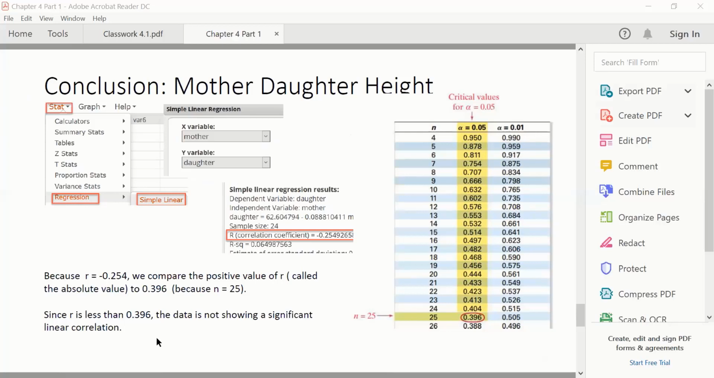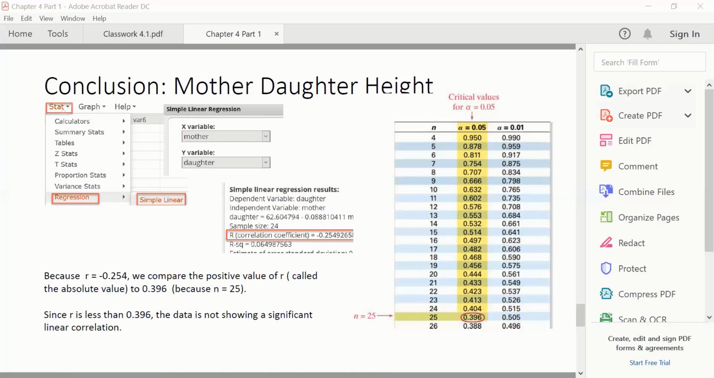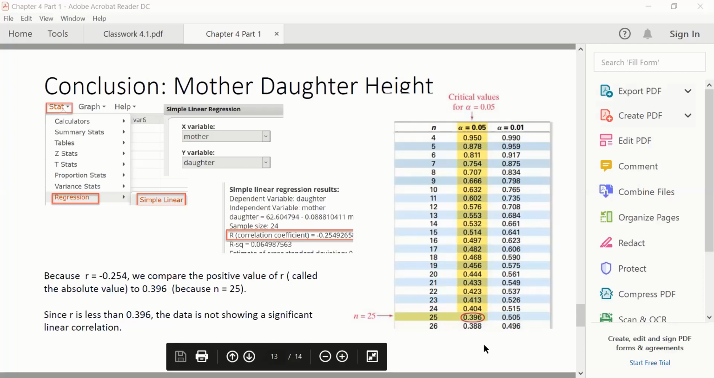Now, as you notice, if you look at those critical values, the higher the sample size, the lower the critical value you need. So it may be worth it to get more data. So for example, if you had only 8 data values, you need a 0.707. With 18, you need 0.468. So instead of having 25, if we had 50 or 100 data values, we may actually have a correlation that is significant.